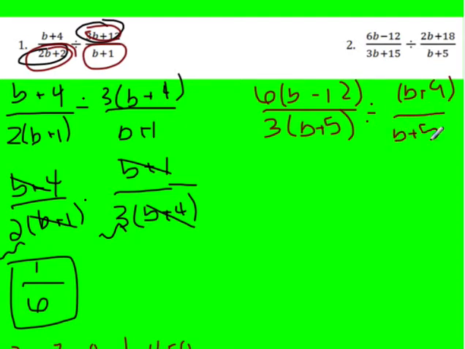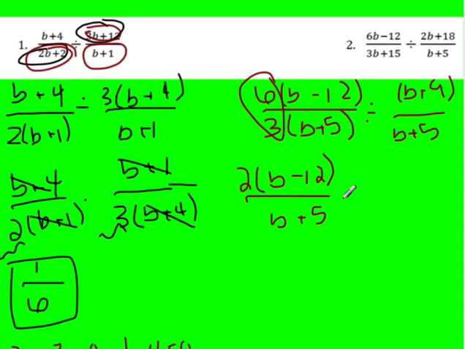Okay, so let's go ahead. First of all, we can reduce that. 6 divided by 3 is 2. So I have 2 times b minus 2 divided by b plus 5, and then I need to flip that second fraction. So then b plus 5 is going to come up top, and b plus 9 is going to come down on the bottom.